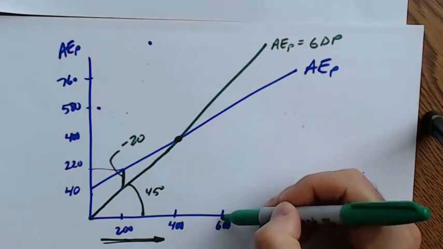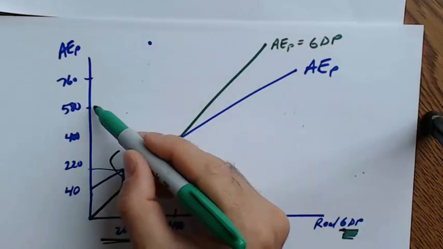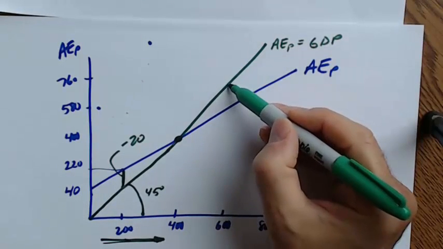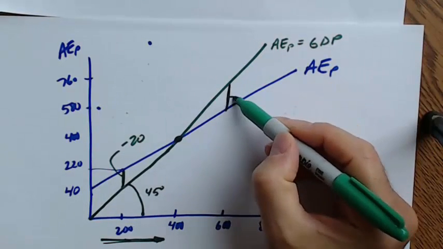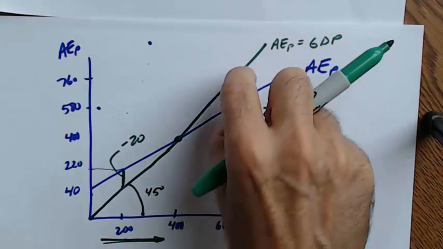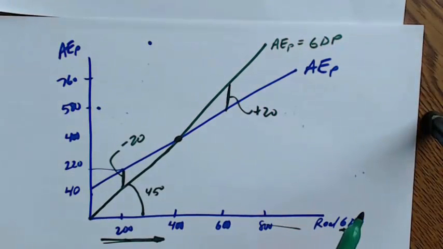Now, if you're to the right of this, go to the 600 mark. At the 600 mark, we're producing 600, but we're only spending 580. What that means is that inventory has accumulated by 20. Unplanned inventory has accumulated by 20. And the more you produce and the more you move out in this direction, your unplanned inventory increases. Well, what happens is when a firm has unplanned inventory, its inventory is building up, it starts to slow down in its production.